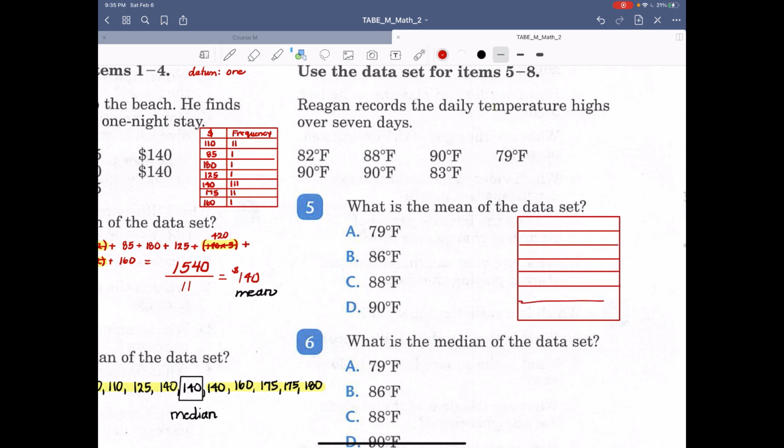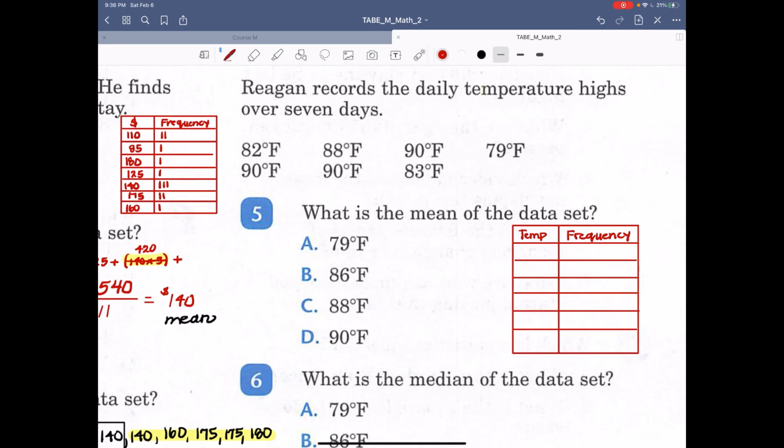You're setting up a frequency table. So in this first column, we have temperatures. And then always, this is the frequency of the data. How often is the data occurring? Reagan records the daily temperature highs over 7 days. And so we have to take those temperatures, and I bet we're going to have to find mean, median, mode, and range. I don't know that, but I think we will.